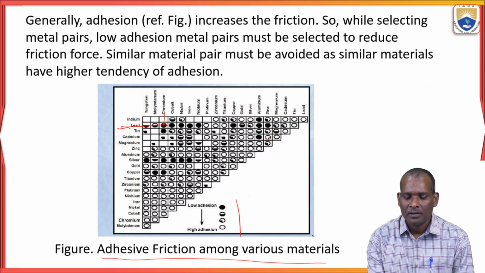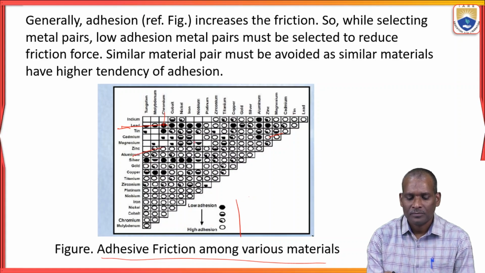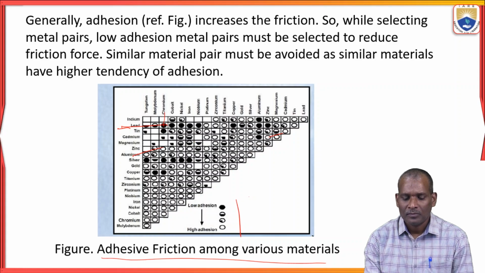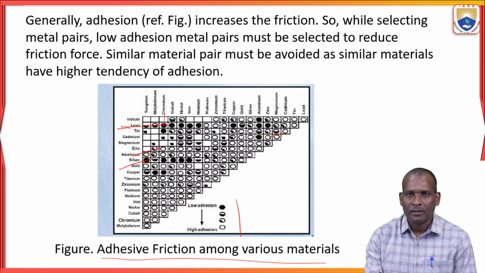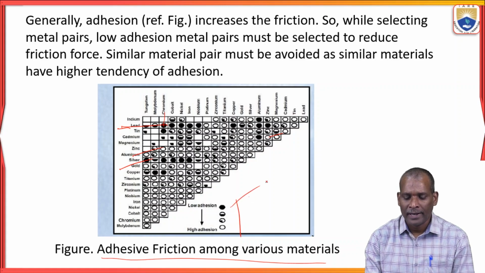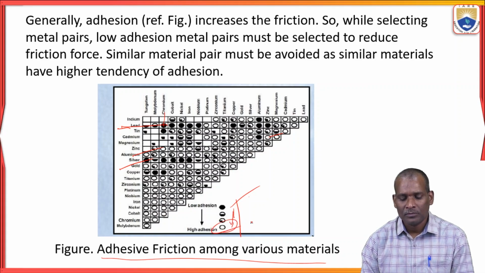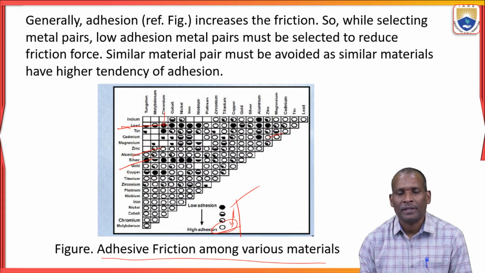See in this diagram, the zinc. High adhesion property, aluminum, zinc and aluminum, and then gold. So it is full black. The ellipse means slow adhesion, and half, when compared to the previous one, is a lesser value, and completely empty means high adhesion property materials.